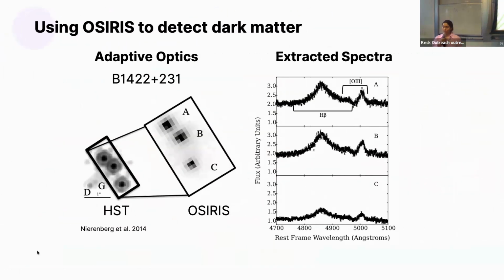We have used OSIRIS at Keck to measure narrow line region flux ratios. This is an example from B1422. As you can see, we take advantage of the adaptive optics, as we've discussed multiple times before, so big shout out to everyone working in AO. We also really care about the spatially resolved spectra.